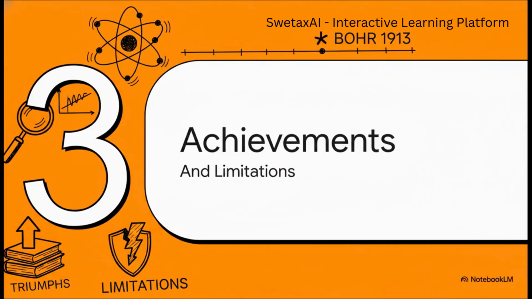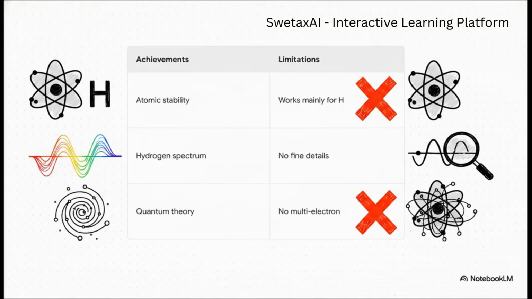Section 3, Triumphs and Limitations. Now let's pivot and objectively evaluate how well this elegant model actually worked in scientific practice. So the model had some massive world-changing achievements, for sure, but it also had some glaring issues. On the plus side, it successfully explained atomic stability, finally answering why atoms don't just collapse on themselves. It perfectly explained the hydrogen line spectra, predicting the exact colors of light that hydrogen emits. And it really heavily supported the entire burgeoning field of quantum theory.